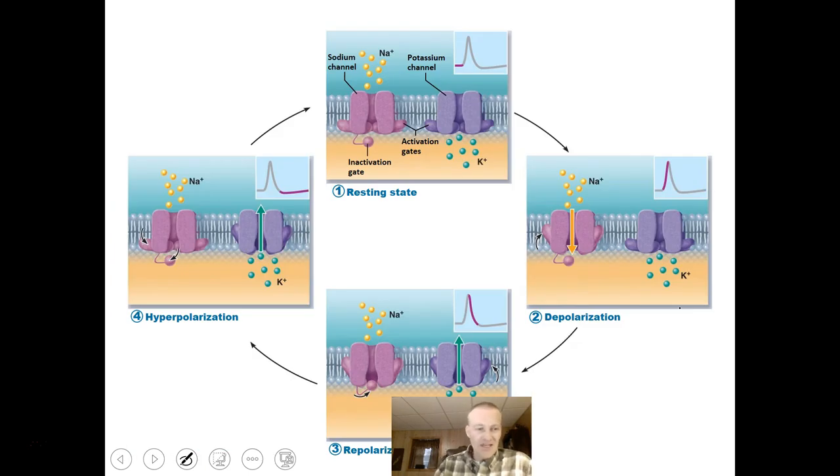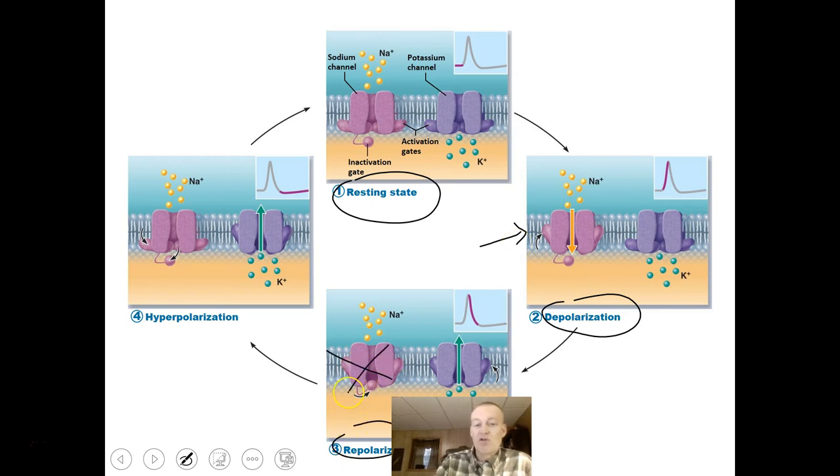Okay, so these things work automatically. And again, it's just showing you one more time. Here we have resting state, where all your channels are closed. Depolarization is where your voltage-gated sodium channel opens up. Repolarization is where your voltage-gated sodium channel closes, but the voltage-gated potassium channel opens up, allowing positive charge to flow out. And then hyperpolarization is just where you continue to keep that open until it shuts down.